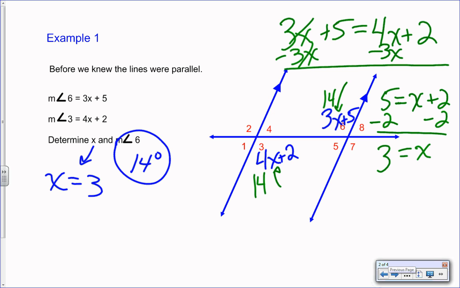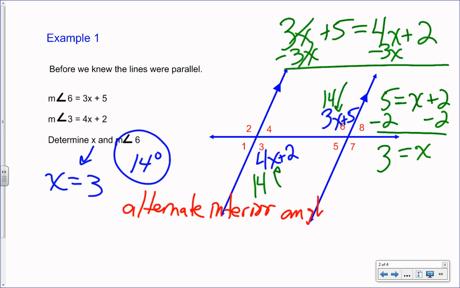Because we know that, so this could be the name of the postulate, that alternate interior angles are congruent. I'll allow you to just say that as your answer. And really that would be a theorem, because a theorem is something that has to be proven. And that actually had to have been proven at some point.